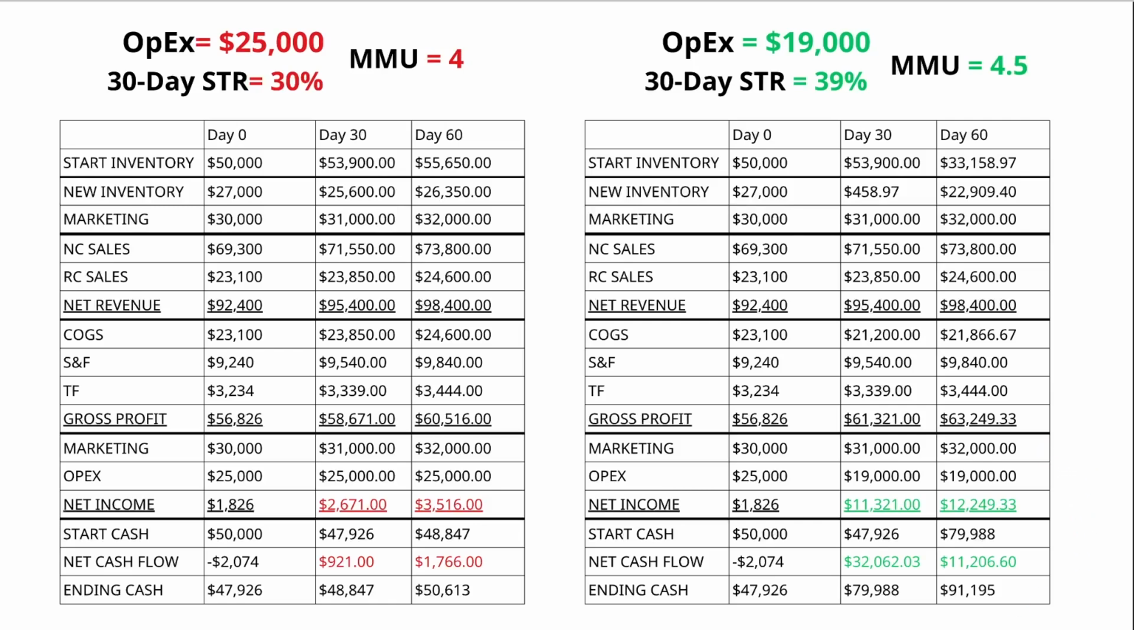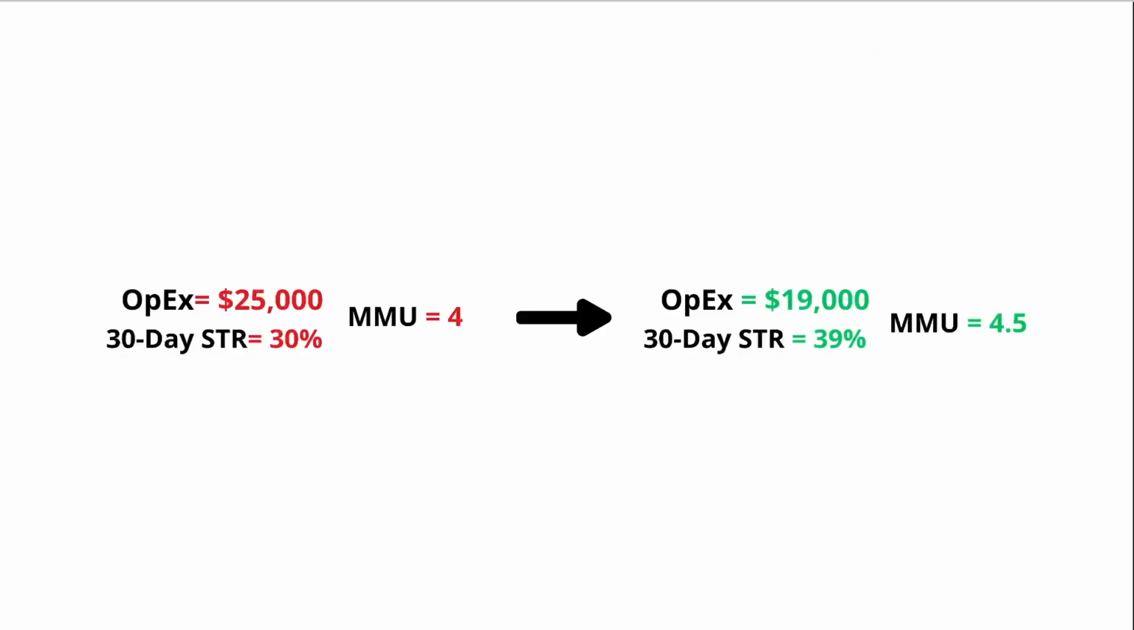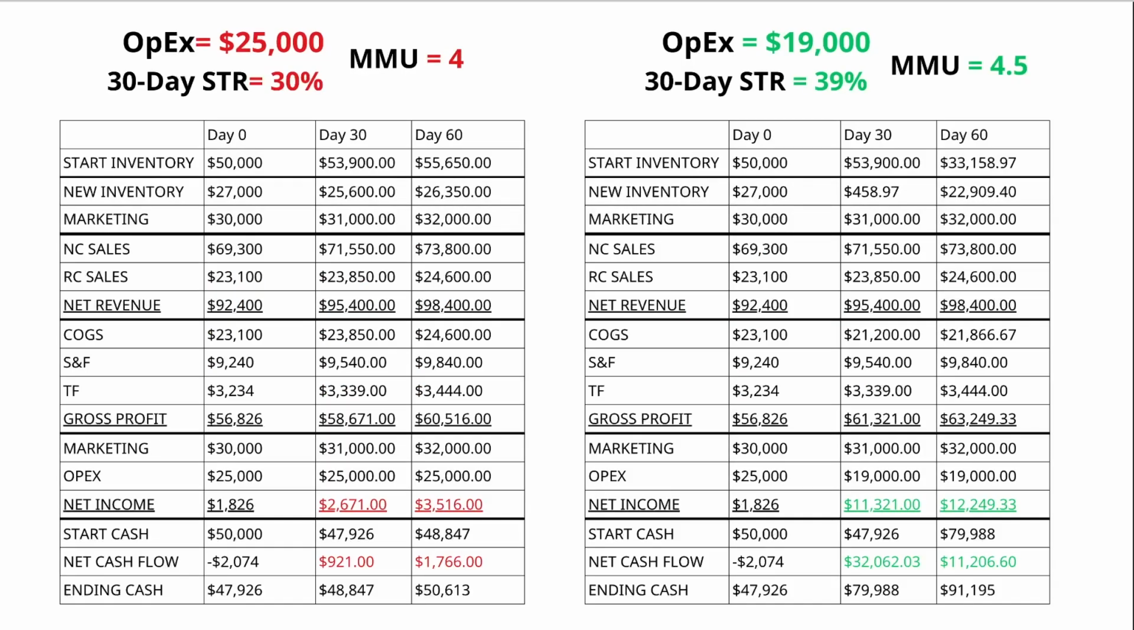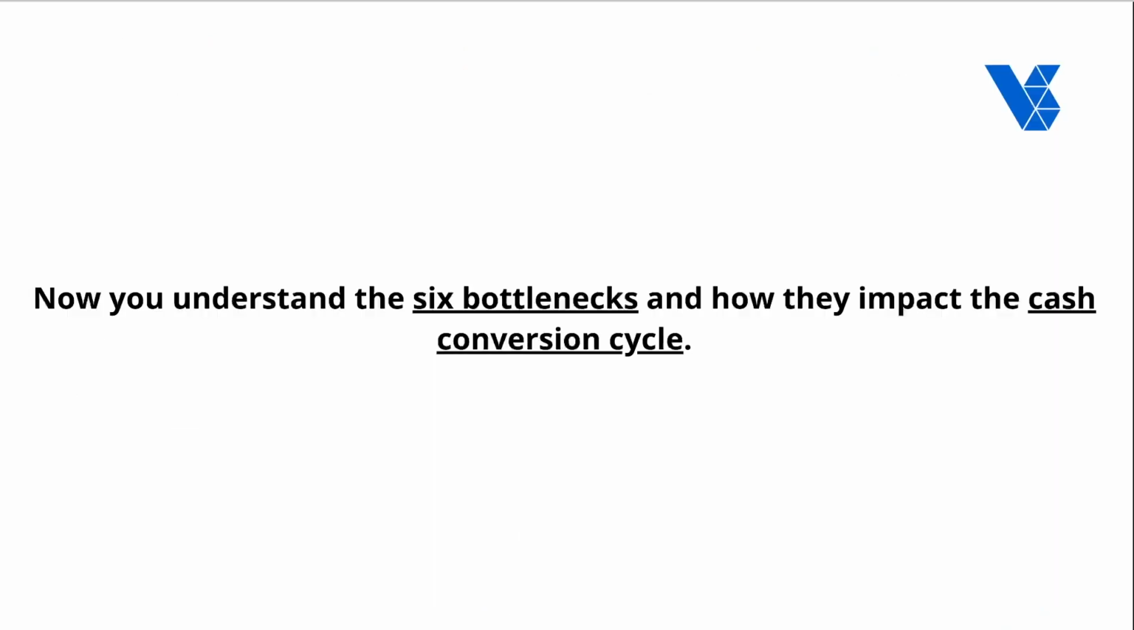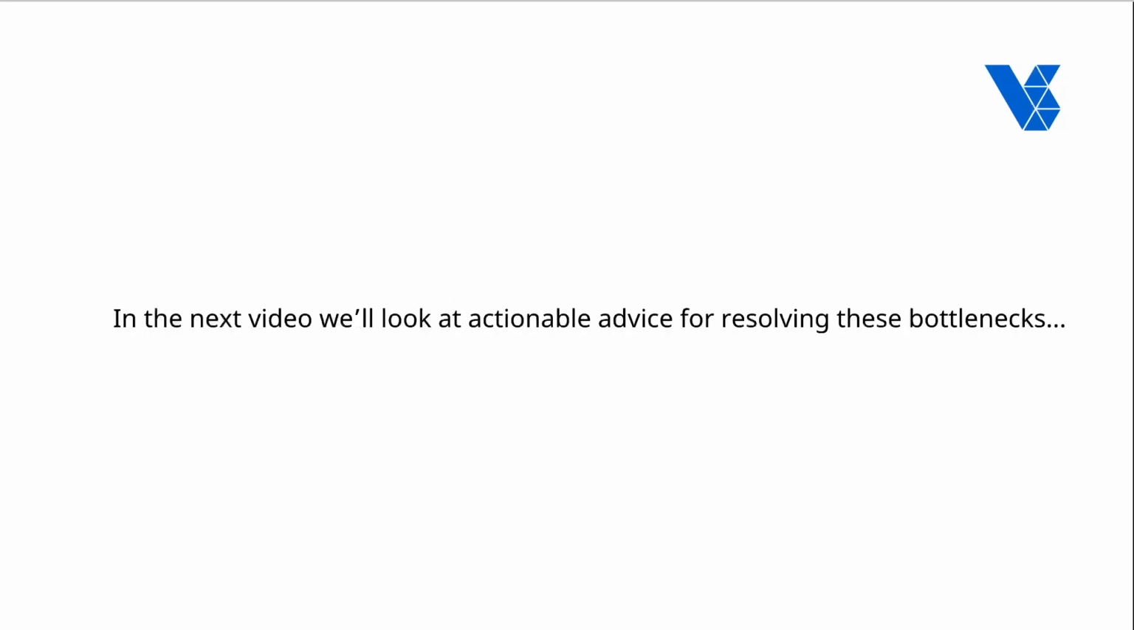And these are just 3 operational levers. We didn't even look at CAC. We didn't look at returning customer rates. We didn't look at average order value. All we looked at was OpEx, MMU, and 30-day sell-through rate. And we could have a 2x impact on the cash position of this brand. So now that you understand the 6 bottlenecks and how they impact the cash conversion cycle, in the next video, we'll be looking at actionable advice for resolving each of these bottlenecks.